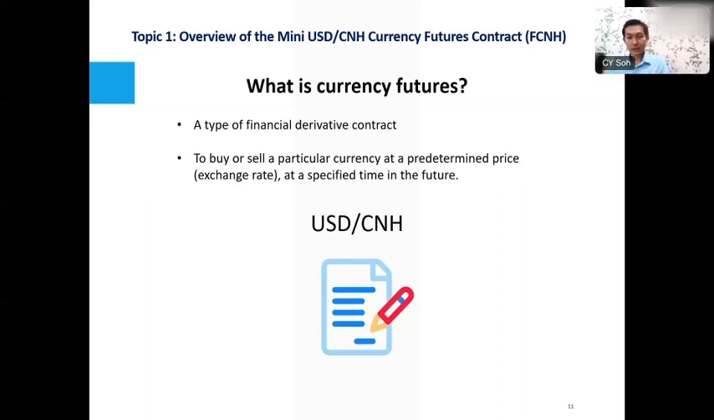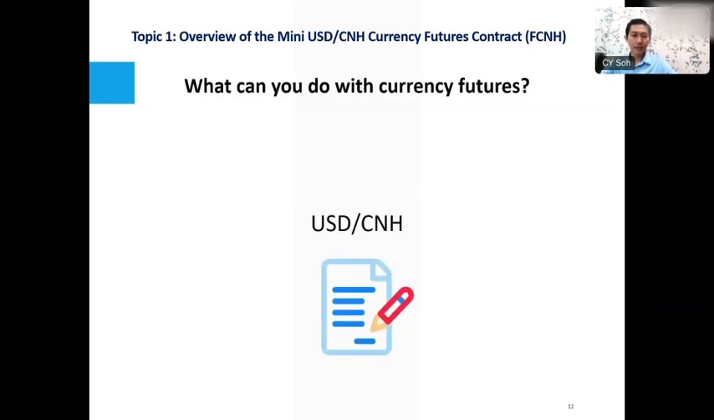Because currency futures is about exchanging that currency at the future date that is specified in the futures contract expiry date. Now, secondly, what can you do with currency futures? Of course, when it comes to new financial products, there are several things that we can do.